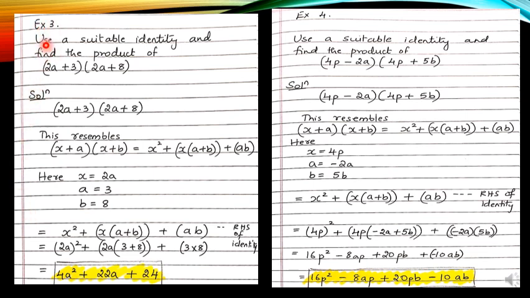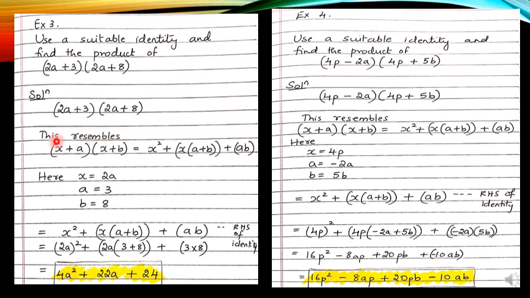Example 3. Use a suitable identity and find the product of 2a plus 3 and 2a plus 8. Here there are two binomials. Observe the binomials first. You have the first term in both the binomials the same, but the second terms are different. So what identity will you use? You will be using (x plus a) into (x plus b), which is equal to x square plus x into (a plus b) plus ab.